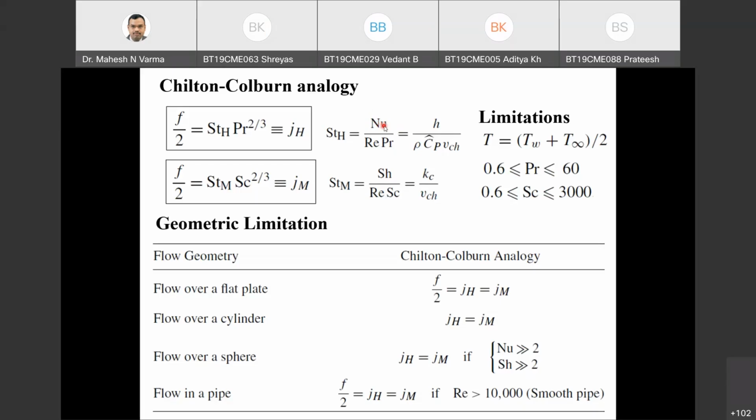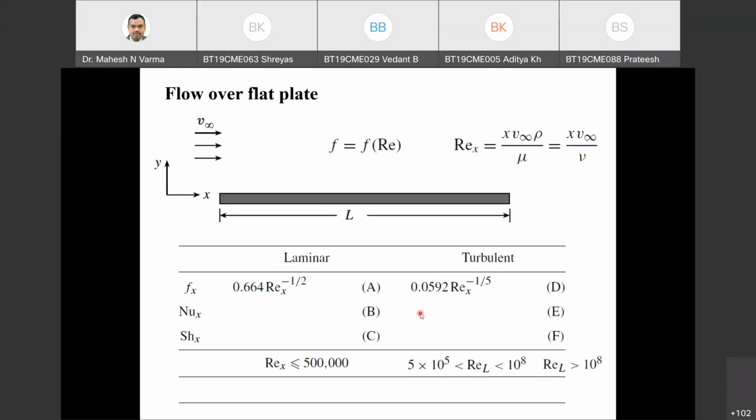For turbulent flow, it will be greater than 10 raised to 8, no? No, the local value, for transient and turbulent flow. Yeah. So, sir, what do I have to do? I have to give Nux. Yeah, Nux equals to?